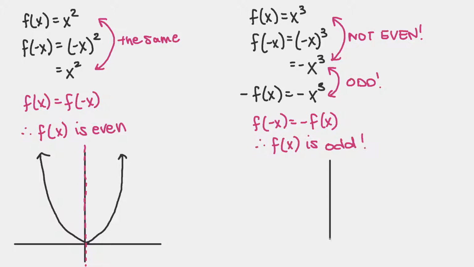Let's also look at the graph of x cubed. So the cubic function looks like this. We say that an odd function is symmetrical in the origin. This means that its reflected image mirrors across the y-axis and then across the x-axis.